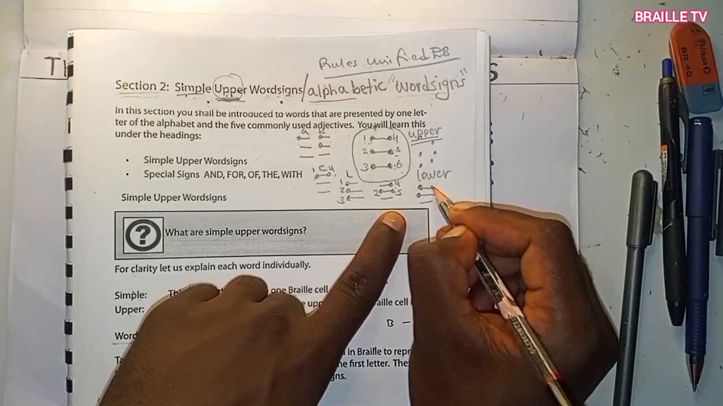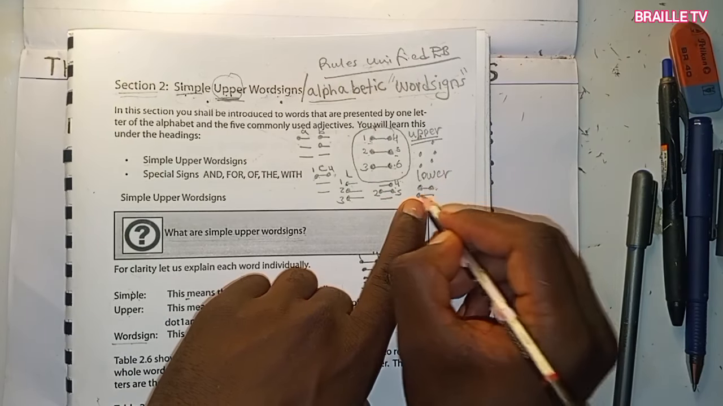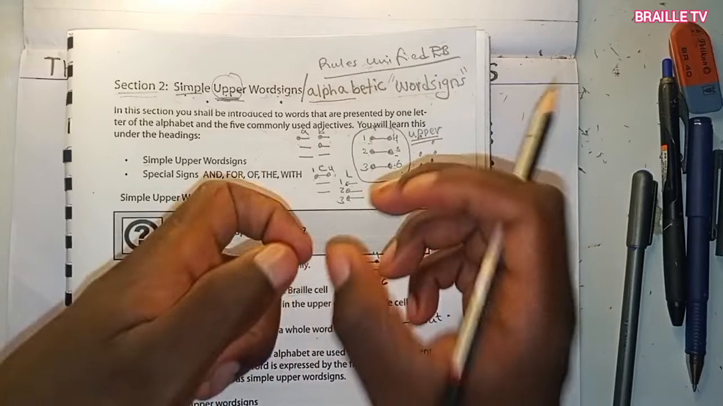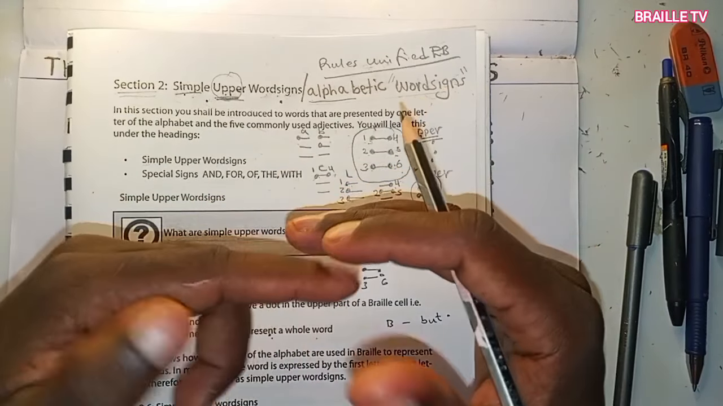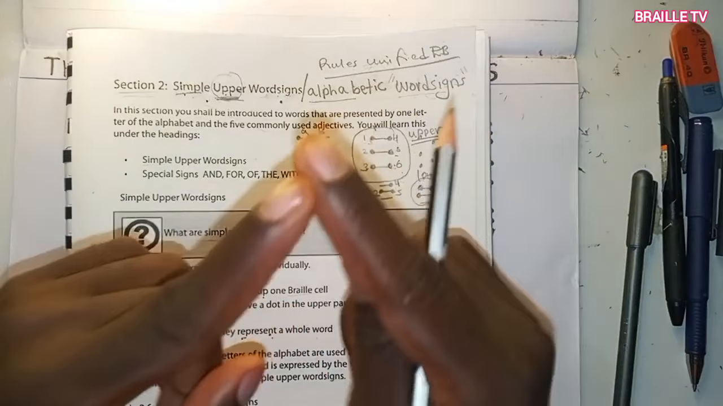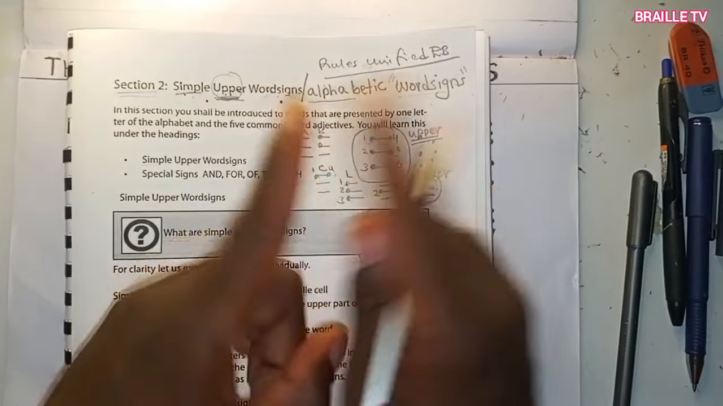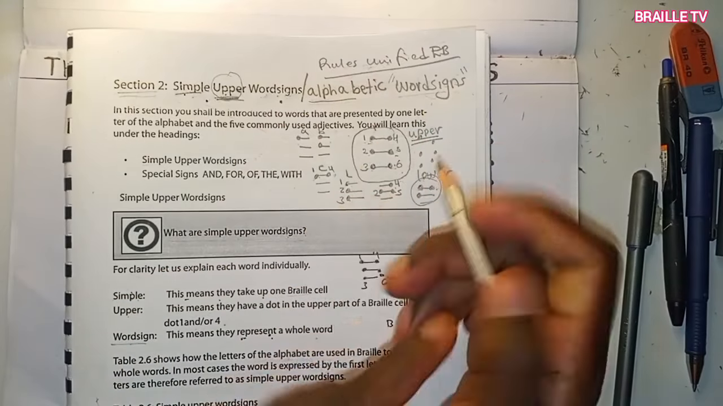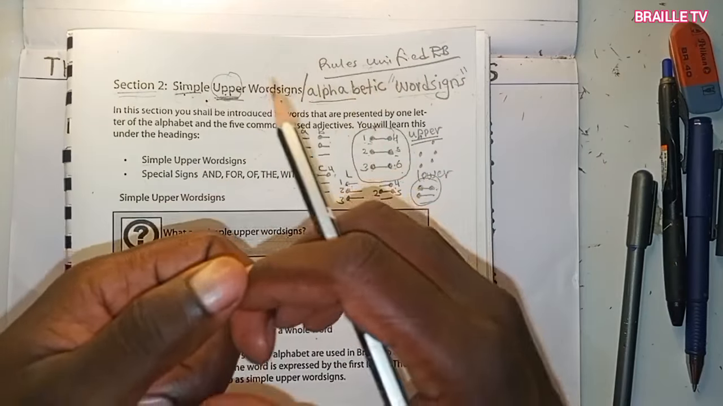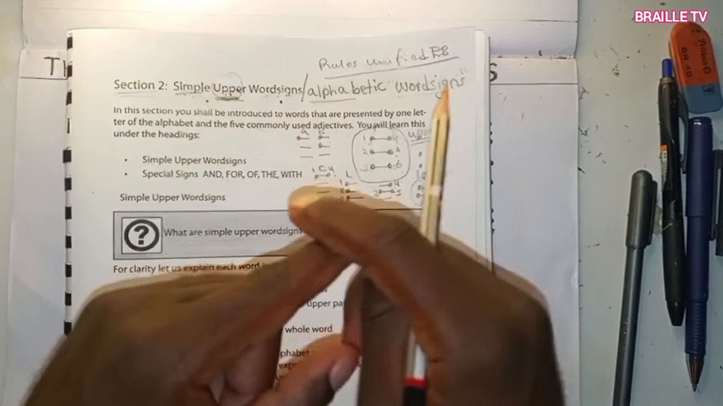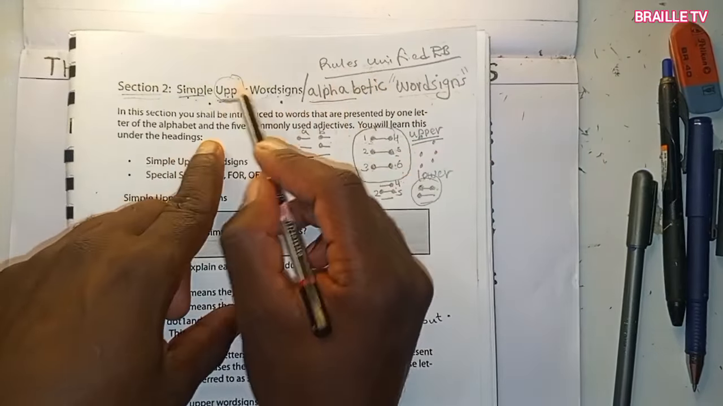Again, even in letter F, okay? You say F is written like that. You can see letter F has got 2 dots in the upper part. So this one is an upper sign. So we say they are upper because they have a dot in the upper part. Either dot 1 or dot 4 or both. And why do we say both? Because we have some letters like C, like F, like G. They have dot 1 and dot 4, and that's why we say both, and that is why we call them upper.